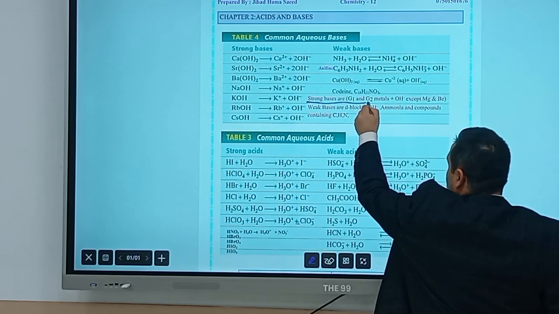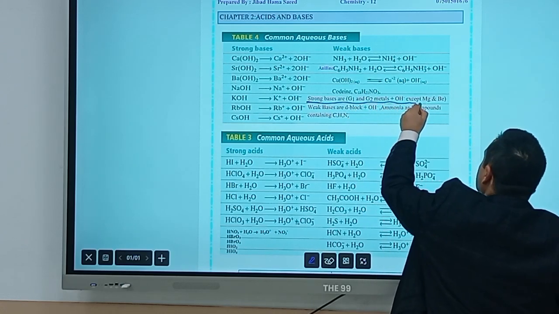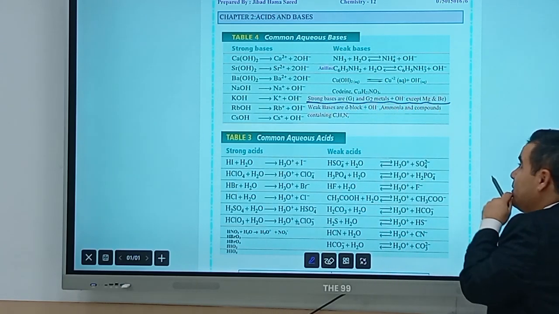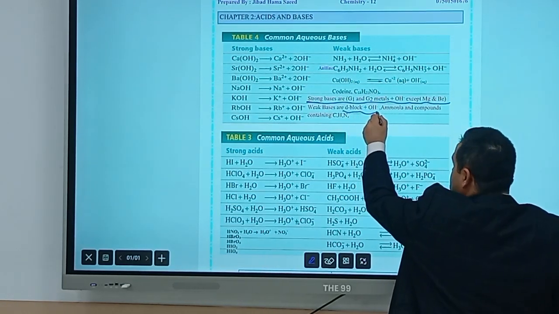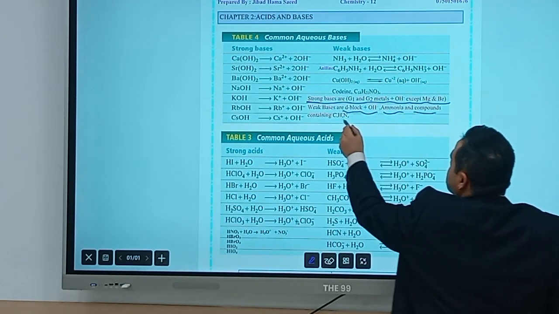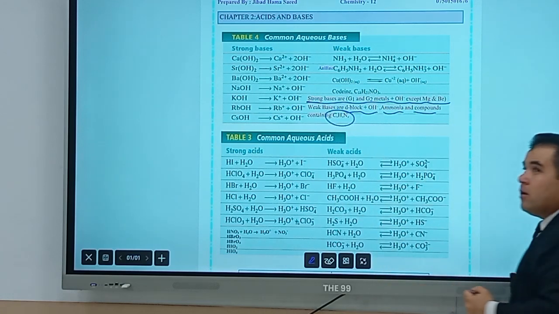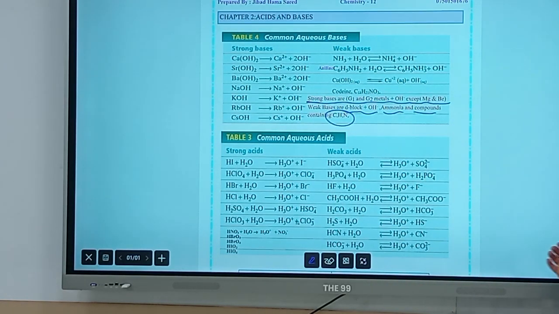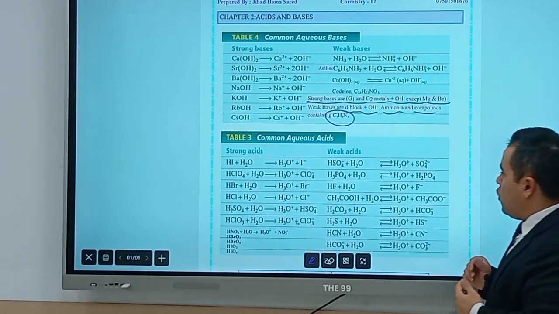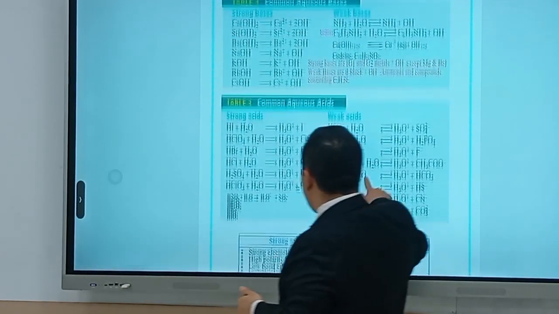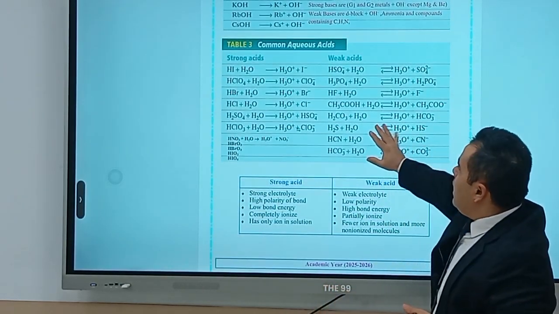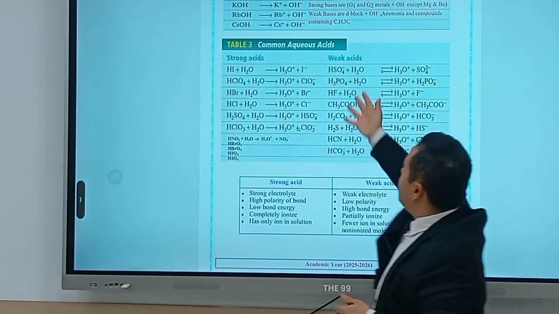Strong bases are group 1 and group 2 metals plus hydroxide, except magnesium and beryllium hydroxide. Weak bases are D-block plus hydroxide, ammonia and compounds containing carbon, hydrogen and nitrogen. So simply these two statements can be used to differentiate between the strong bases and weak bases as well. The same for the strong acids and weak acids.